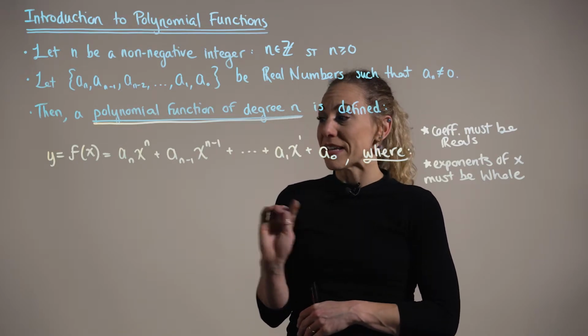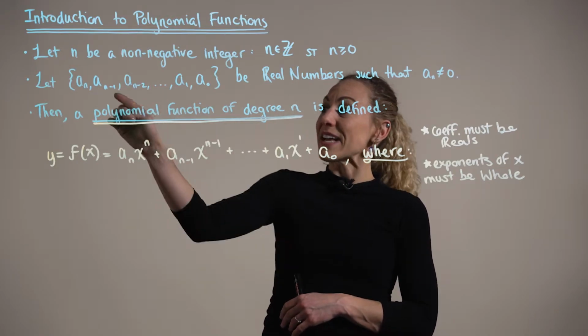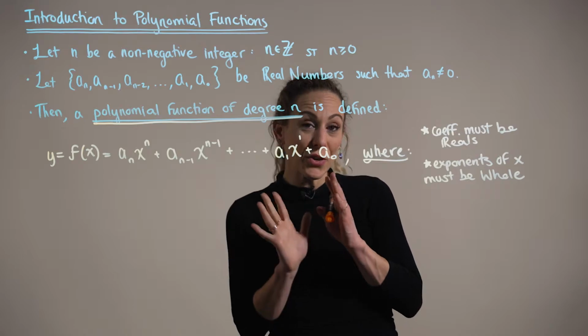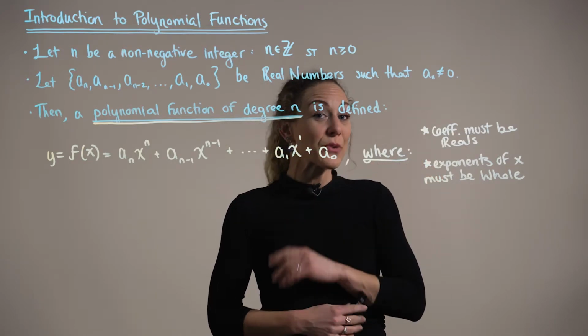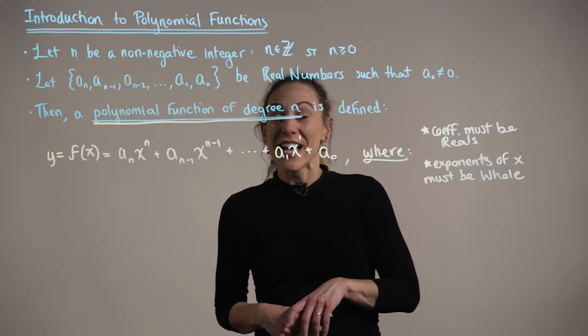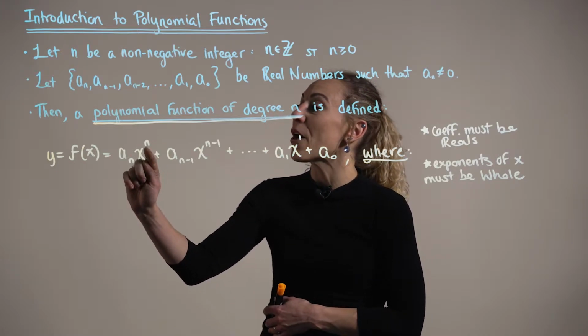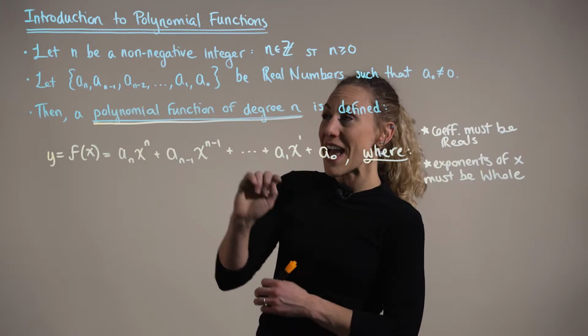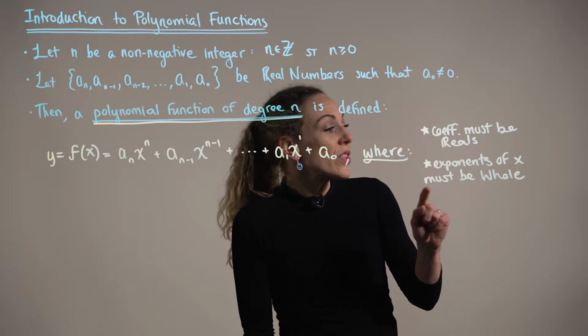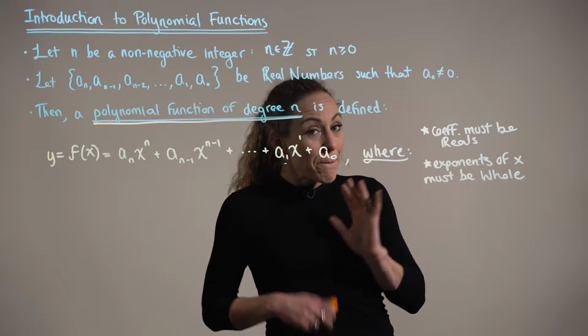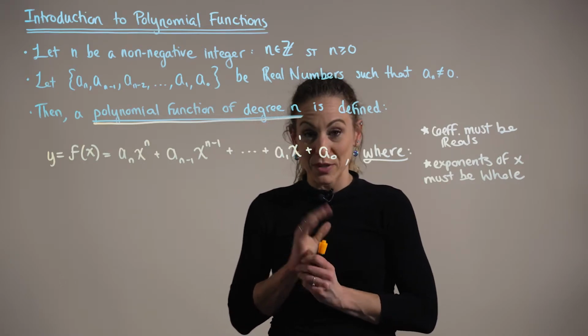Now, be mindful here, all of these a's that came from this set, these are the coefficients of our polynomial function, and the coefficients must be real numbers. Additionally, notice here how the exponents on x are these non-negative integers. So the exponents of x must be whole numbers or counting numbers beginning with 0.